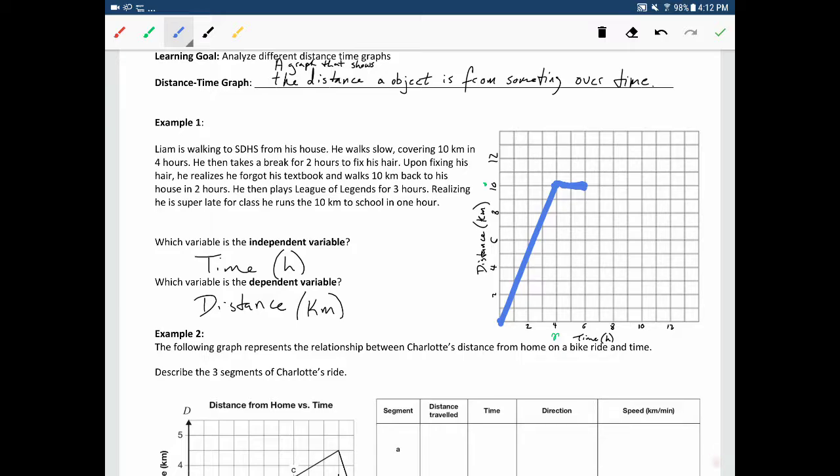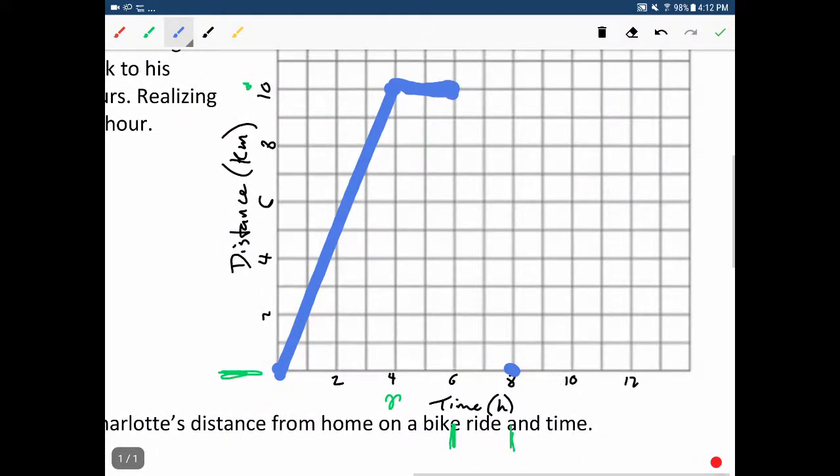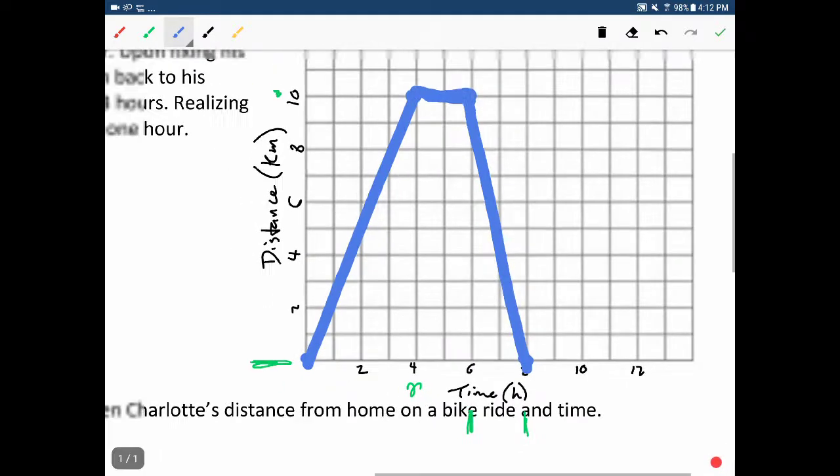Upon fixing his hair, he realizes he forgot his textbook and walks 10 kilometers back to his house, but this time it'll only take him 2 hours. So he's going to go back down. I'll use the green again to show you. He's going to go back down to 0, but it's only going to take him 2 hours. So he started at 6, so it's going to take him to 8. So we're going to have a dot there. And once again, we will just draw ourselves a straight line.